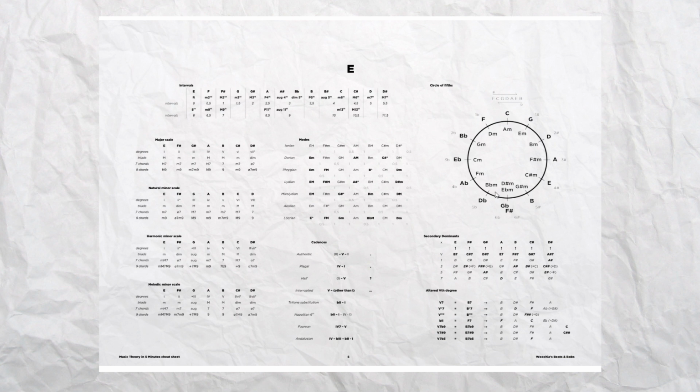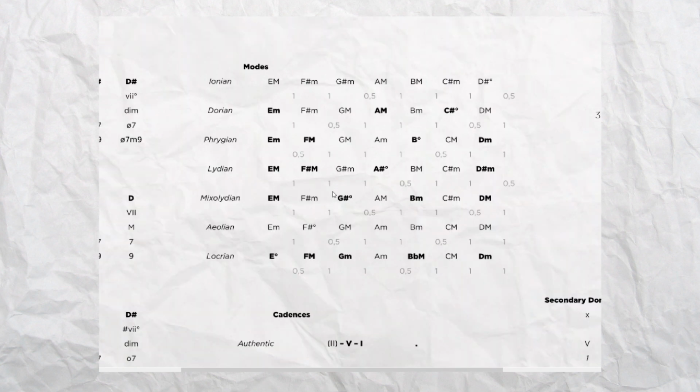For example, say you are composing in E minor and you don't want to use a diminished chord on the 2nd degree. Well, you could replace it with an F major chord and resolve it with an E minor chord. That would be a borrowing from the Phrygian mode. Or you could replace it with an F sharp minor chord and resolve it with an E minor chord as well. And that would be a borrowing from the Dorian mode.